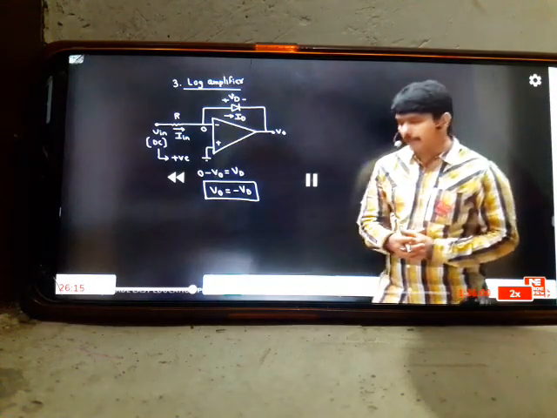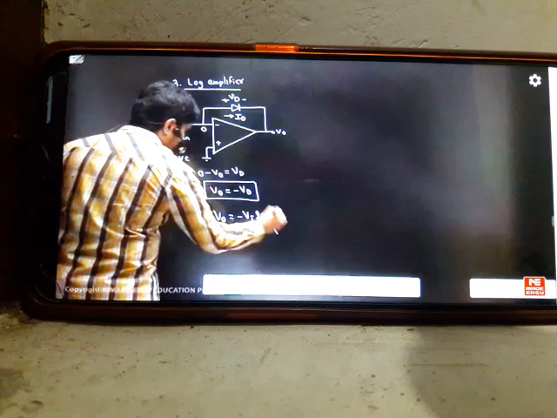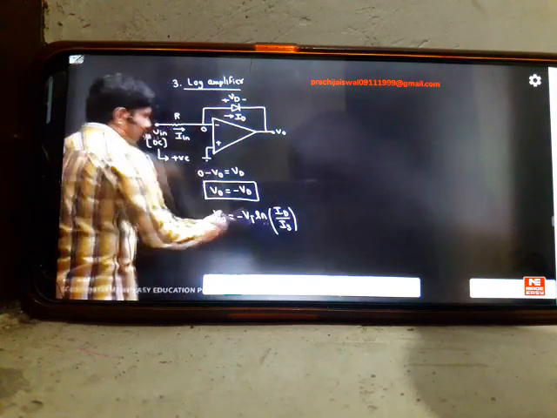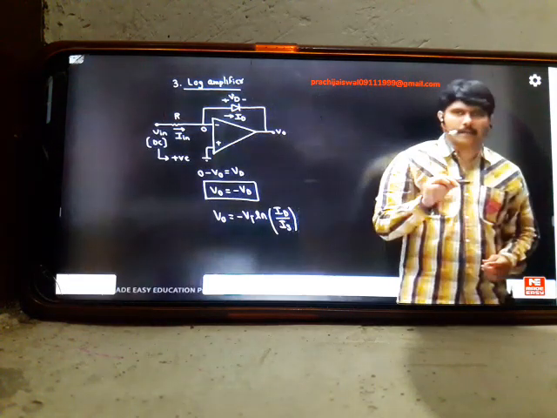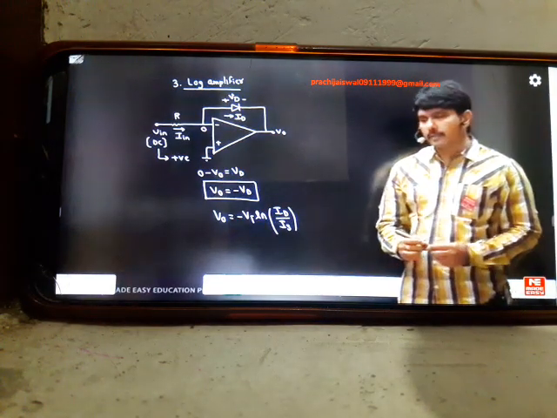Can you write it in terms of current? If I want to write this answer in terms of current, it is Vt ln of Id by Is. In the first classes on diodes, we learned how to write Vd to Id and Id to Vd. If I write Id in terms of Vd, it's exponential. If I write Vd in terms of Id, it's logarithmic. So we have created a logarithmic function now, using diodes.